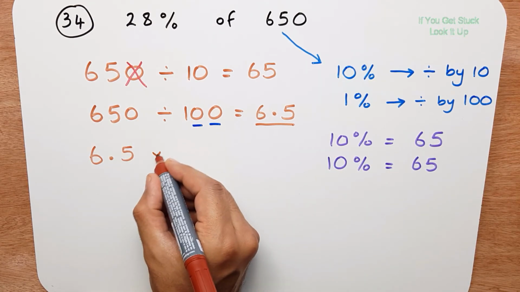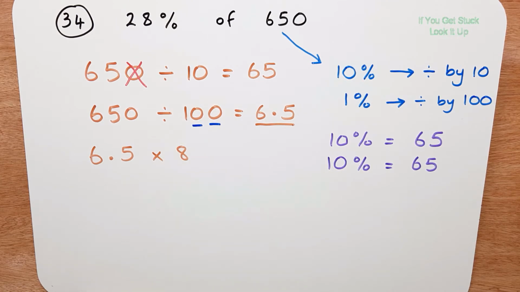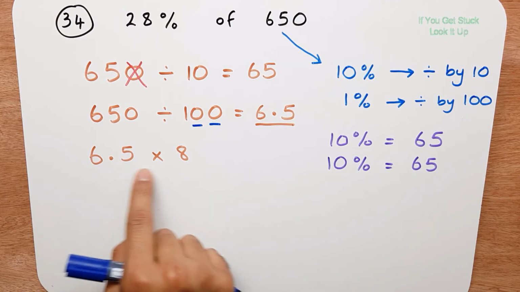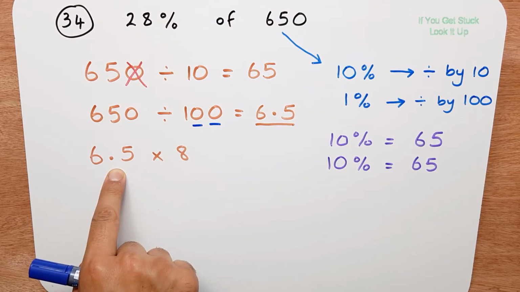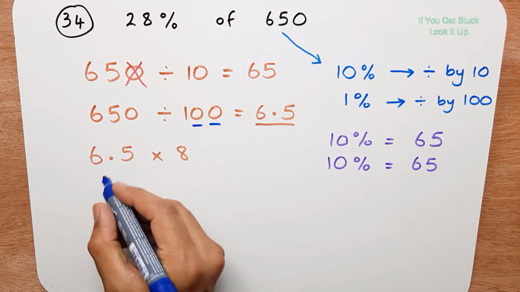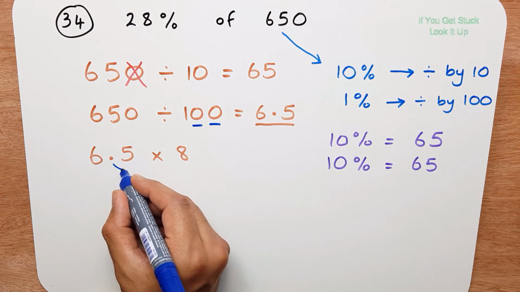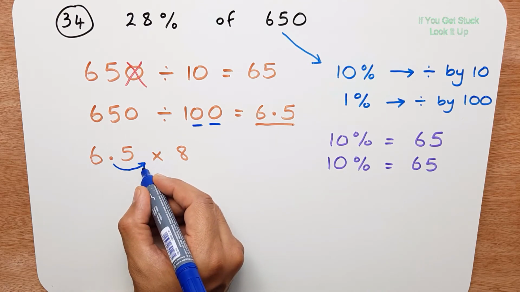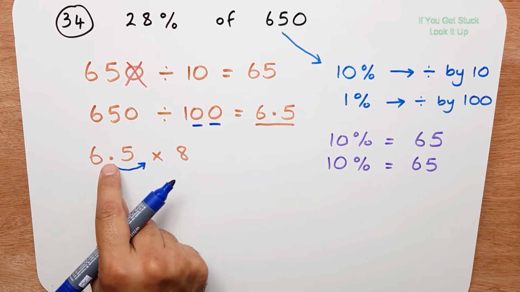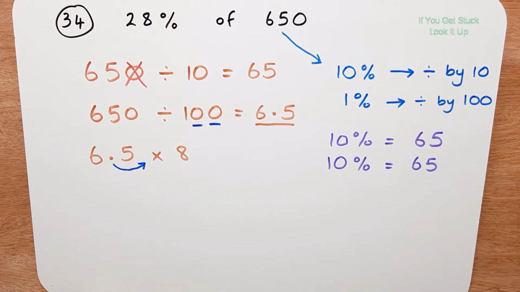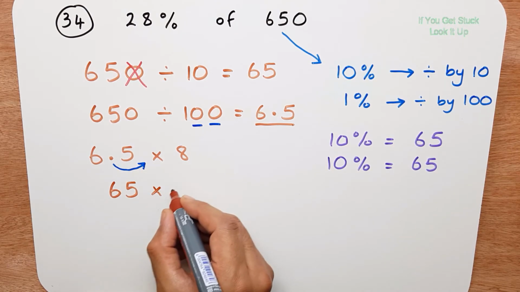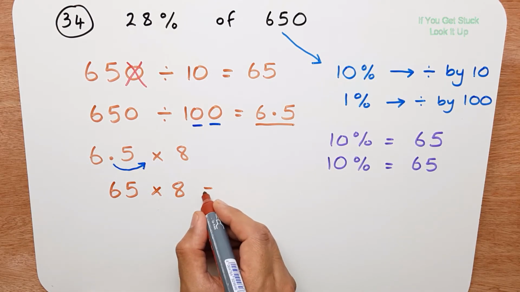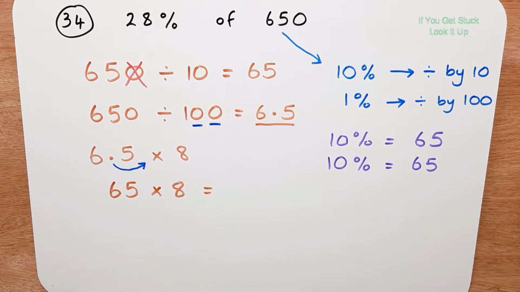6.5 times 8. Now you have a decimal and a whole number. I don't like working with decimals. I find it difficult. So what I tend to do to make it easy, I'll move the decimal point to the right one place. So this 6.5 becomes 65 times 8. Now that is my calculation.